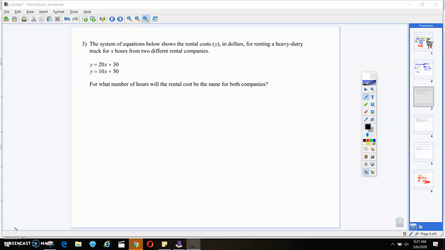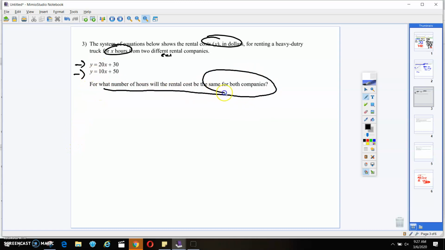All right. So the system of equations below shows the rental cost y in dollars for renting a heavy duty truck for x hours from two different rental companies, right? So you got company 1, company 2, right? For what number of hours will the rental cost be the same for both companies?